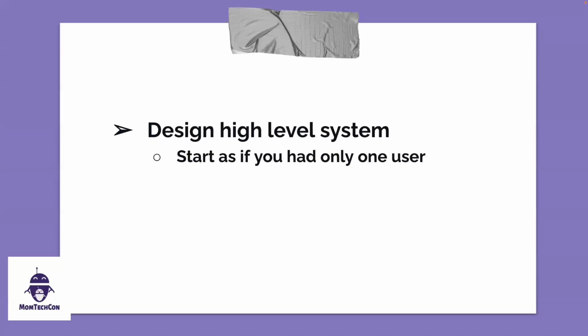Third, design a high-level system. Draw a diagram representing the core components of your system. Start small, as if you had only 2-3 users, and make sure that your design resolves all the use cases that you defined in the first part of the interview. That is what you would do in the real world anyway. You would start by creating a system for a few users, and once you see that it is working fine, you will scale to handle more users and use cases.